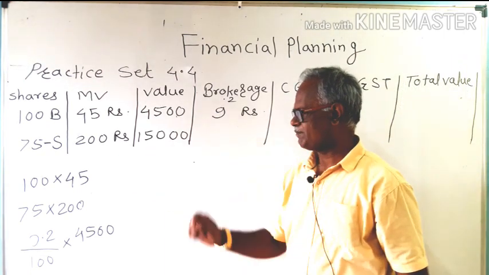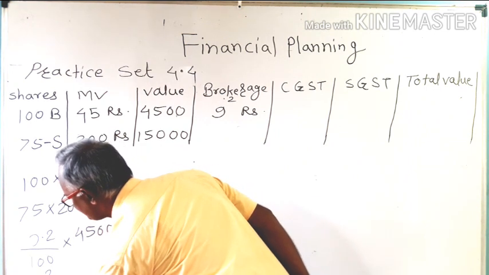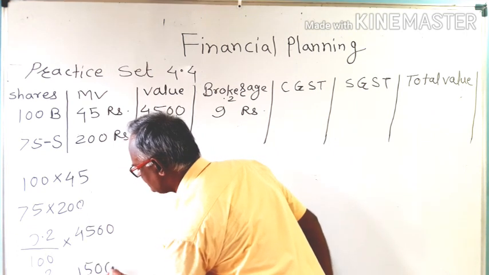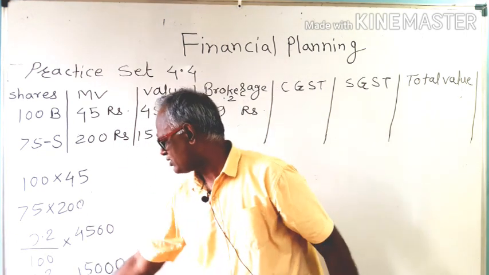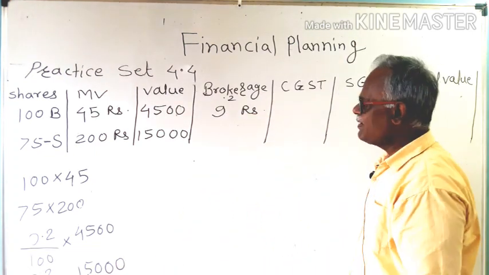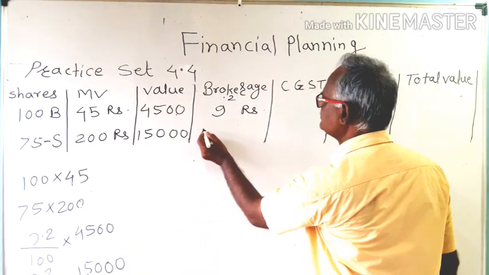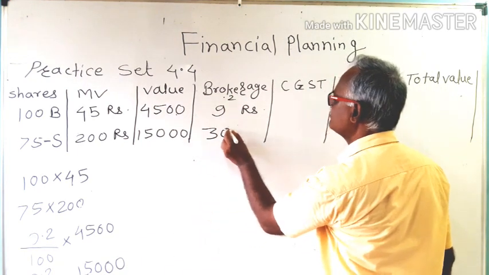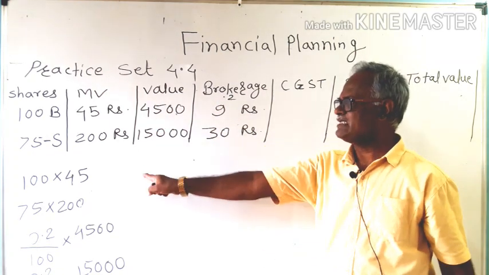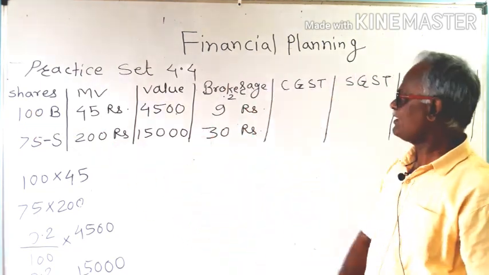Now for selling, 0.2 upon 100 multiplied by 15,000. Again zeros cut, 150 multiplied by 2. So 150 multiplied by 2 is 300, and with 0.2 that is 30 rupees. This is the brokerage calculated on this value. This value is shares multiplied by market value.